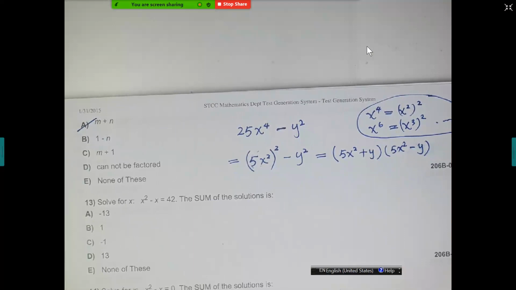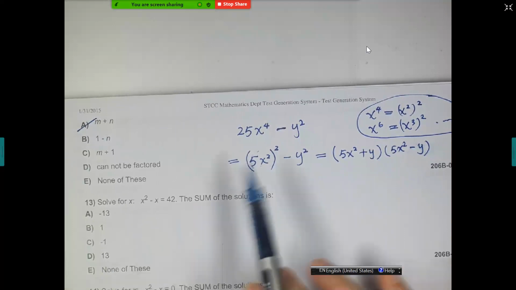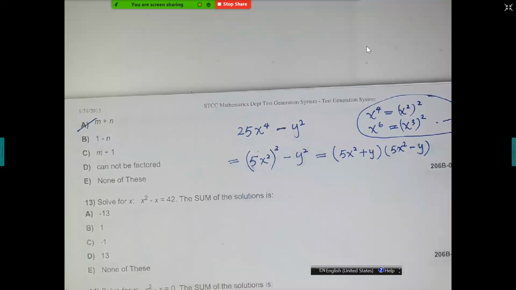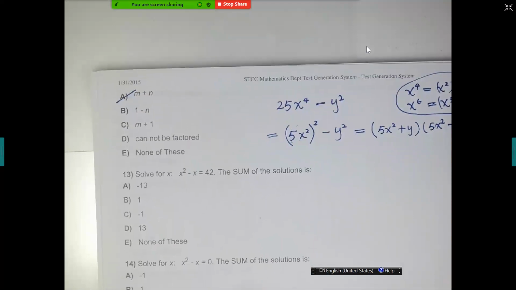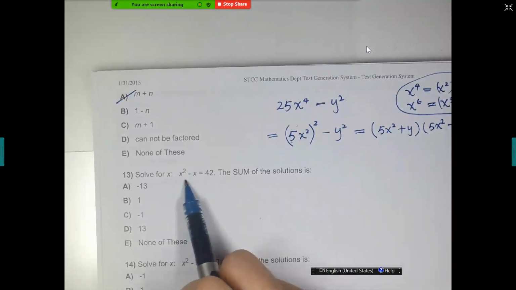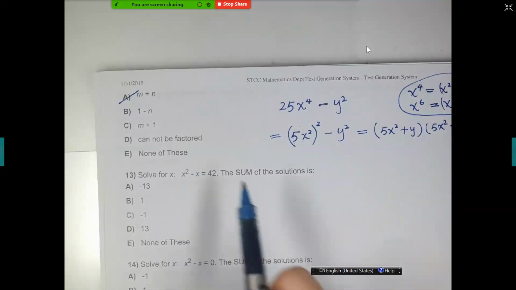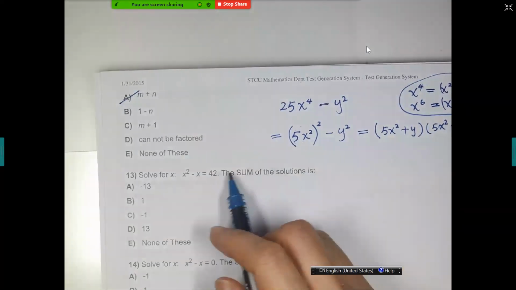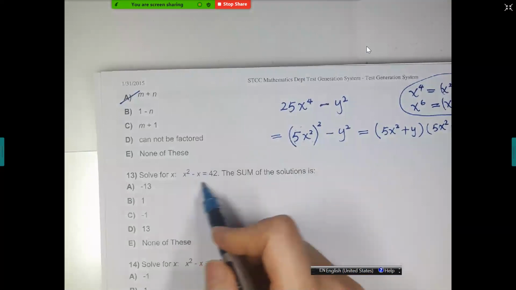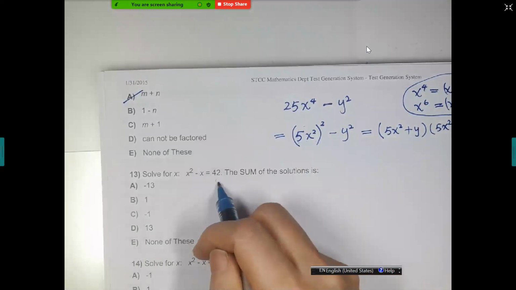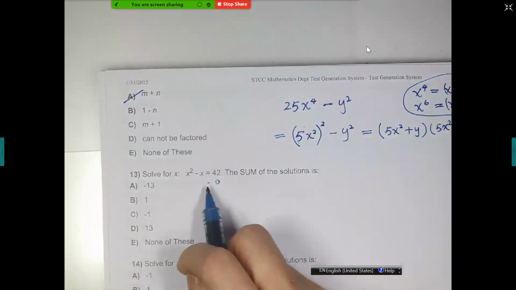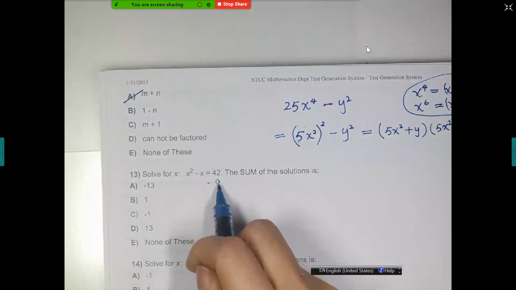What do we do next? After we worked on the factoring problems, we move on to solving quadratic equation problems. So we're asked, solve for x, given a quadratic equation. If we are going to solve this equation, what do we do? Step one, rewrite the equation in standard form, which means I want 0 on the right of the equal sign. I have 42, I do not see 0 here.